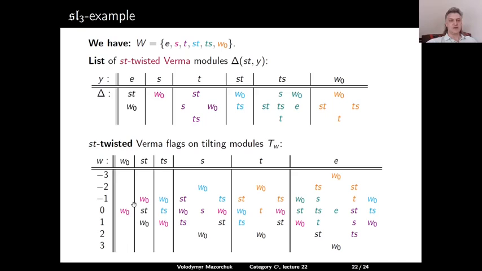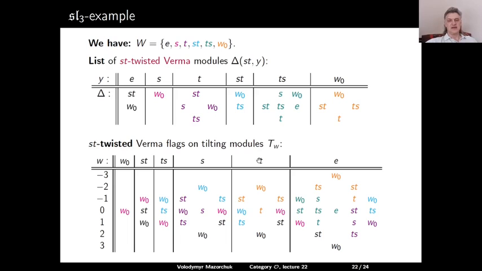So the indecomposable tilting module TW0 is delta ST, S. So TST has delta ST, S on top, and then the module delta ST, E in the socle. TS has delta ST, ST on top and delta ST, S in the socle. TS has delta ST, ST on top, and then in the middle delta ST, S and delta ST, T, and then delta ST, E in the socle.